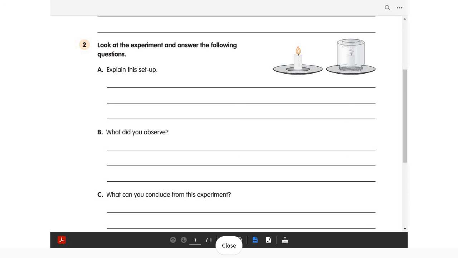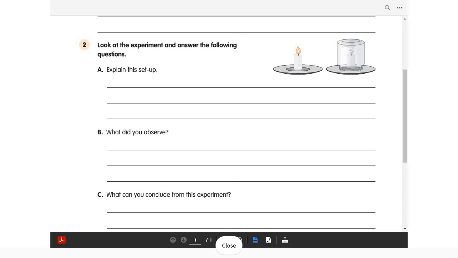Answer is, a candle was lit and the jar was kept over a burning candle. When the jar was kept over the burning candle, the flame got extinguished. We can conclude that air is necessary for burning. The experiment proves that air is necessary for burning.